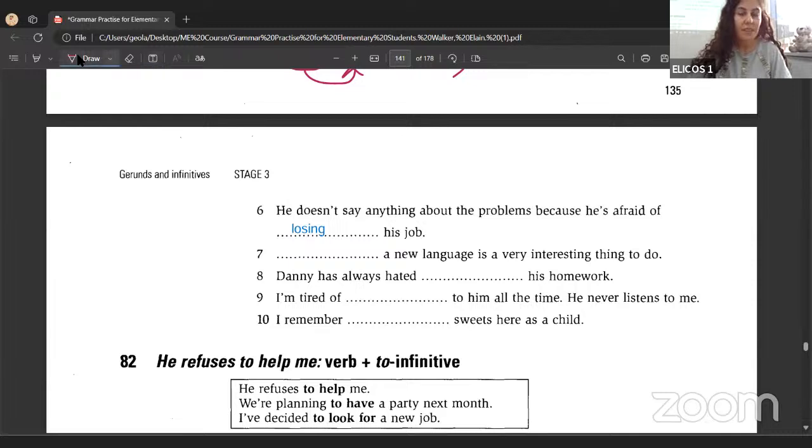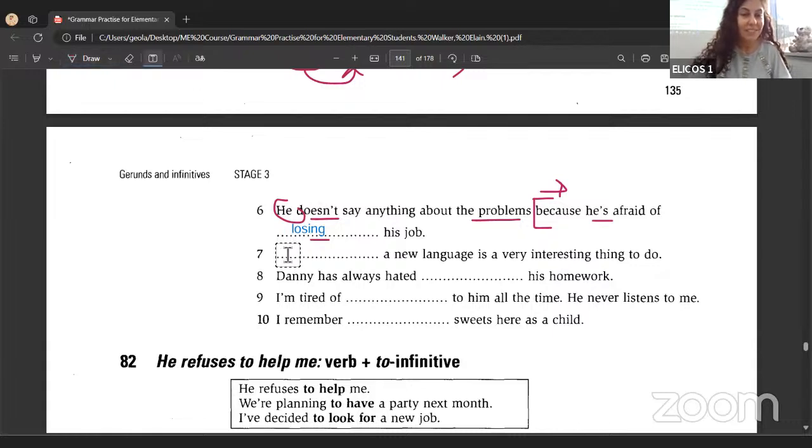So I don't know, there's some problems at work, and this person, we don't know who he is. Remember the negative, he does not, he doesn't, for he, she, it. He doesn't say anything about the problems, and we're saying why. Why? We've got the sentence here. Because his, that comes from he is afraid of losing, you can see the ing, his job.